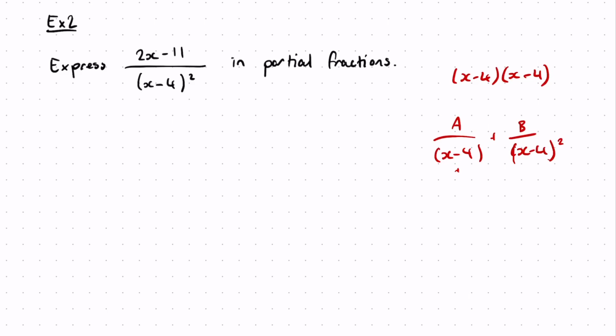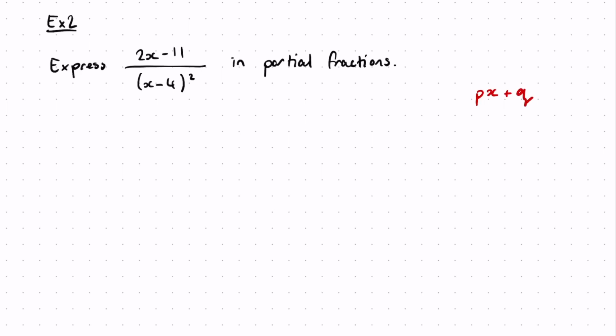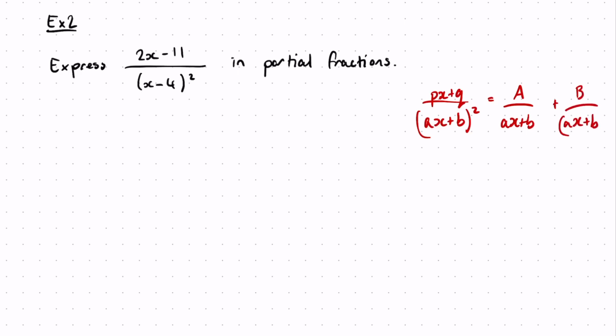So there is a general rule for this, which is if you've got (px + q) over (ax + b) squared, you would write this as A over (ax + b) plus B over (ax + b) squared. Okay, so we're going to do that with our fraction here.